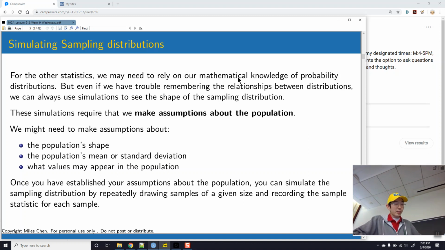The key here, and this is true for all of statistics, is that with these simulations you have to make assumptions about the population. You might make assumptions about the population's shape, or its mean, or standard deviation, or what values appear in the population. We're always making assumptions, because we only get to see a sample of data, and we have to fill in the rest of the picture by making assumptions about the population.